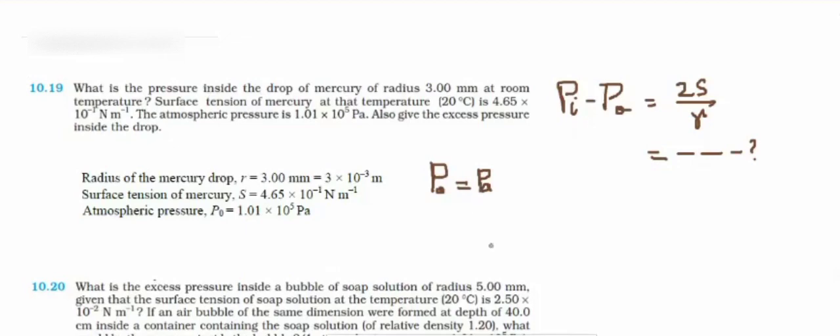Therefore, now the pressure inside you can calculate using the same formula. Pressure inside is equal to pressure outside, that means atmospheric pressure, plus 2S by R. So you will get the answer.